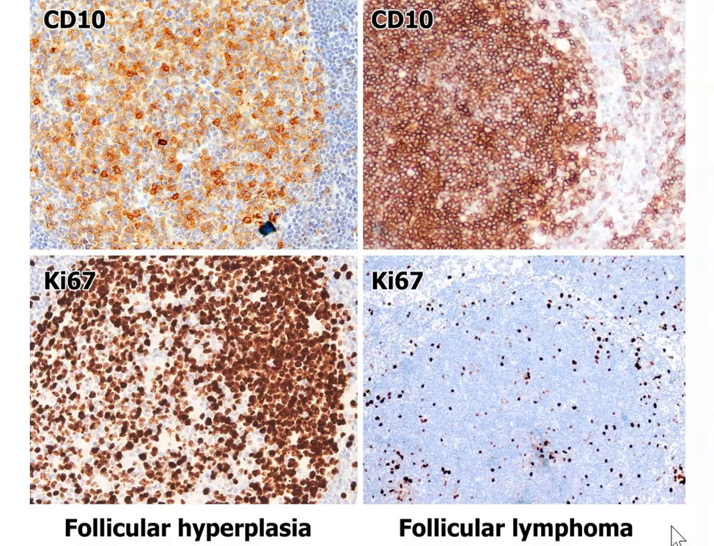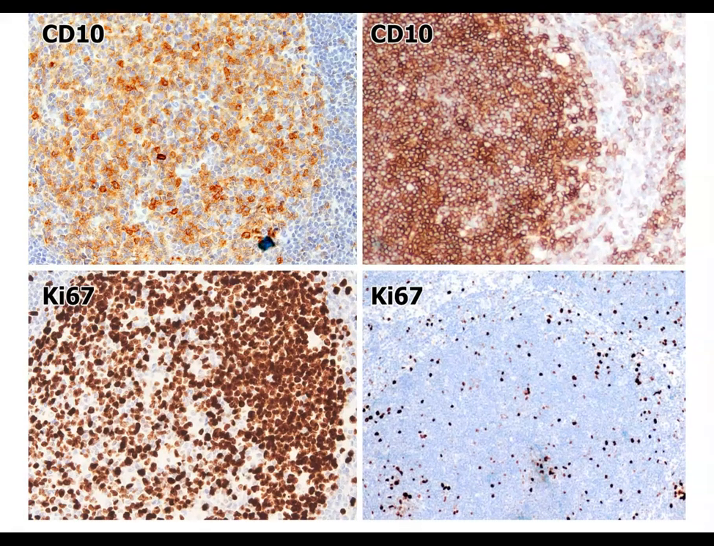In contrast, in the follicular lymphoma, the proliferation fraction is actually lower and there is no preservation of zonal polarity when stained for Ki67. However, it must be remembered that some cases of high-grade follicular lymphoma will show higher proliferation fractions, although there will be loss of the zonal polarity.